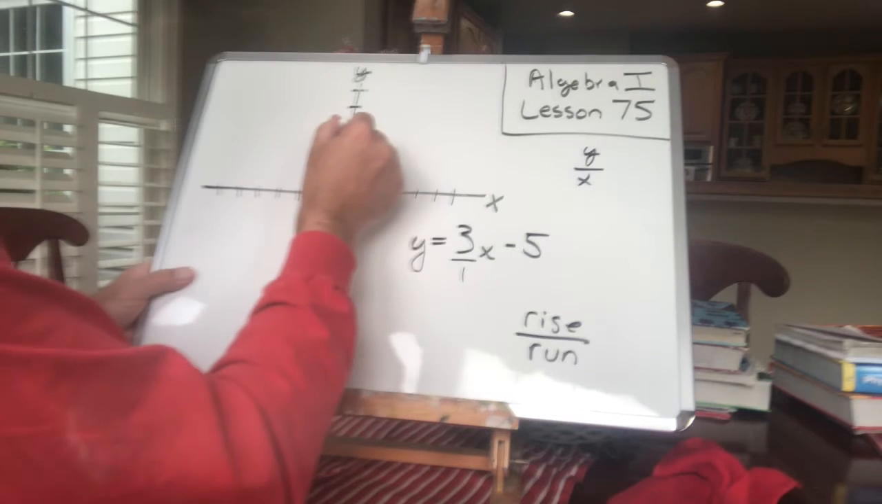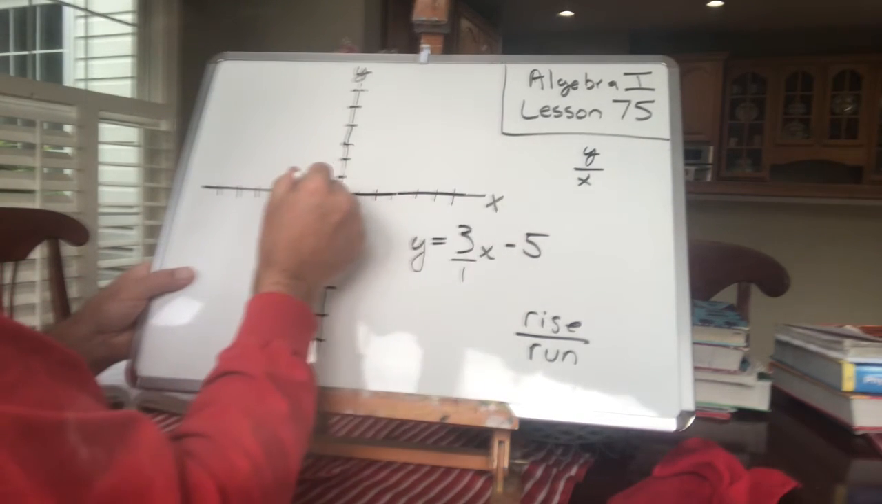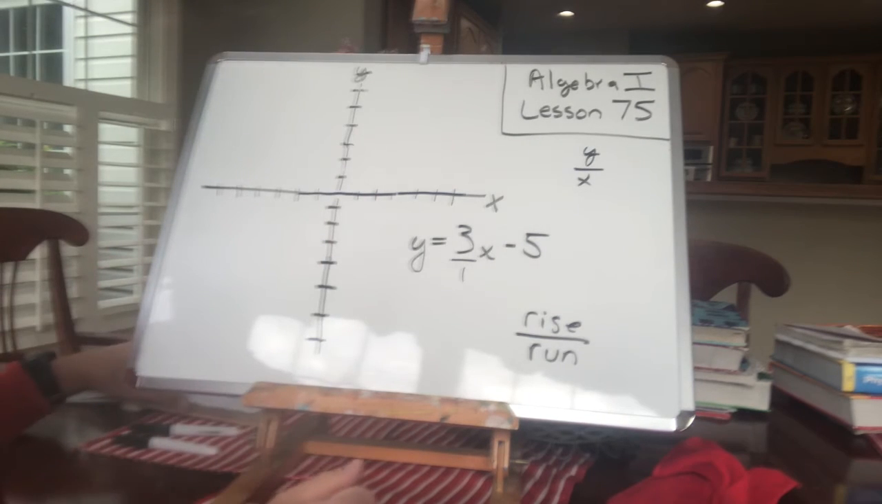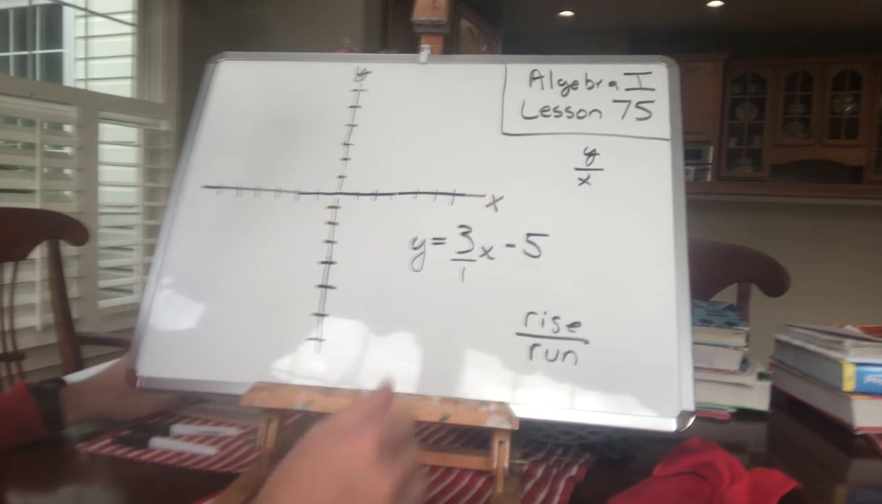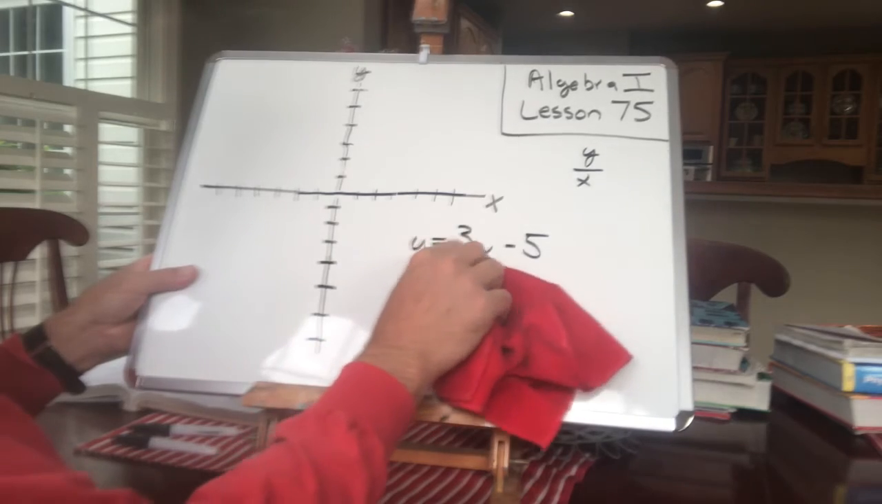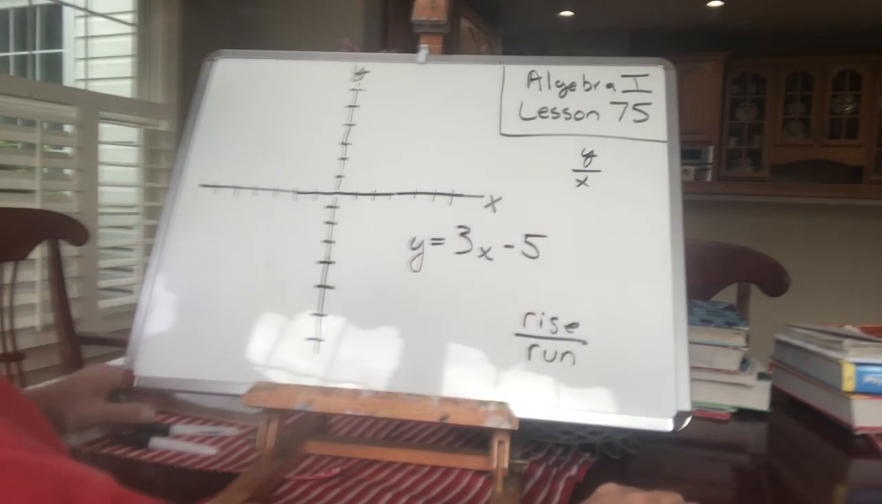Okay, now redraw my graph again. So that's how we find the intercept. The intercept is this one right here. The slope is what comes before x, and it's rise over run. All right?